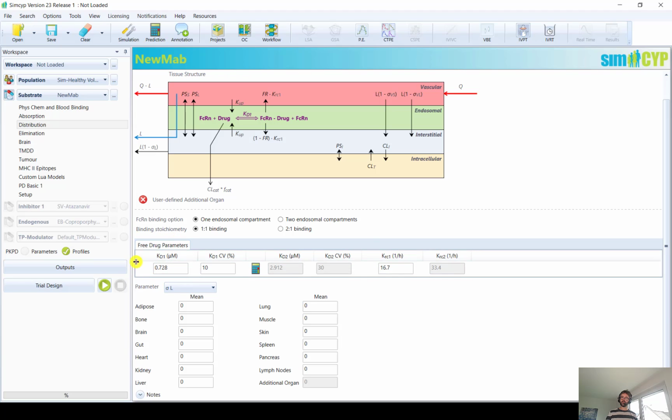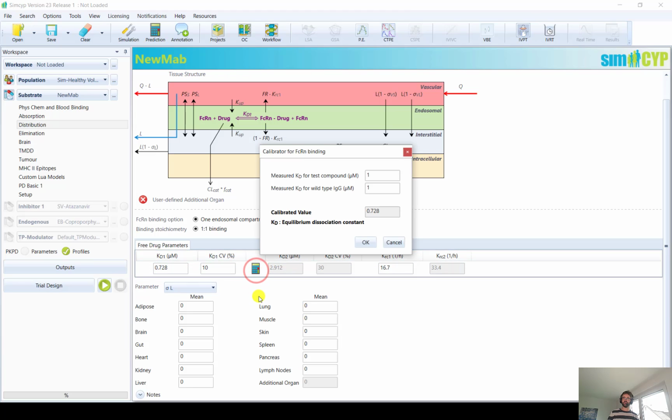One of the most important parameters is the binding affinity of your antibody to the FcRn receptor, and this is shown here on screen. 728 nanomolar is the value that we're using for IgG. However, in the literature, there's a large variability of different Kd values, with a 100-fold range that has been reported. What we have developed is a little calibrator approach, shown here by the little calculator symbol.